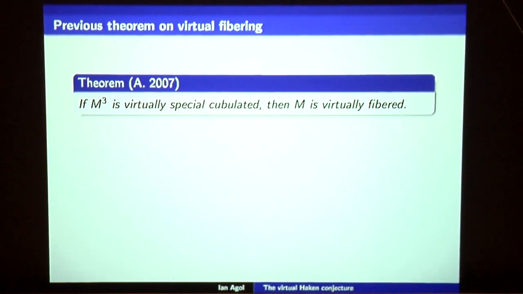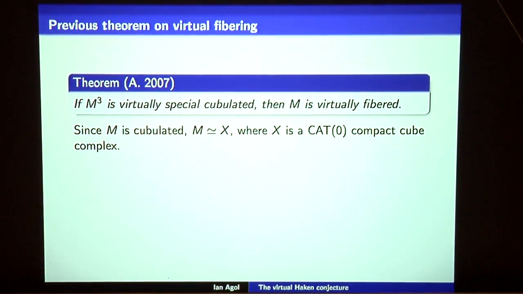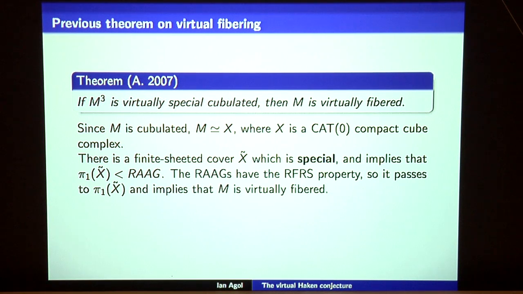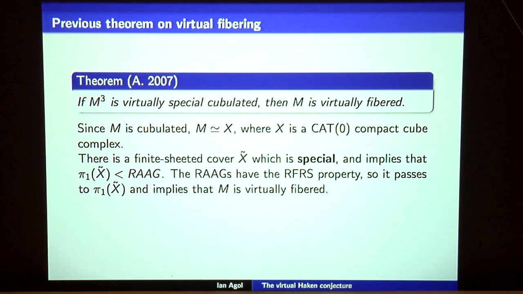So if M is virtually special cubulated, then M is virtually fibered. So if you have a cubulated manifold, then there's a finite sheeted cover that's special, and that implies that this finite index subgroup, or finite index cover of the manifold, will be a subgroup of a right-angled Artin group. Now, right-angled Artin groups are RFRS, and so it passes to this subgroup, and then my RFRS condition implies that it's virtually fibered. So this is what I discovered at Philadelphia Airport, that these right-angled Artin groups are RFRS.